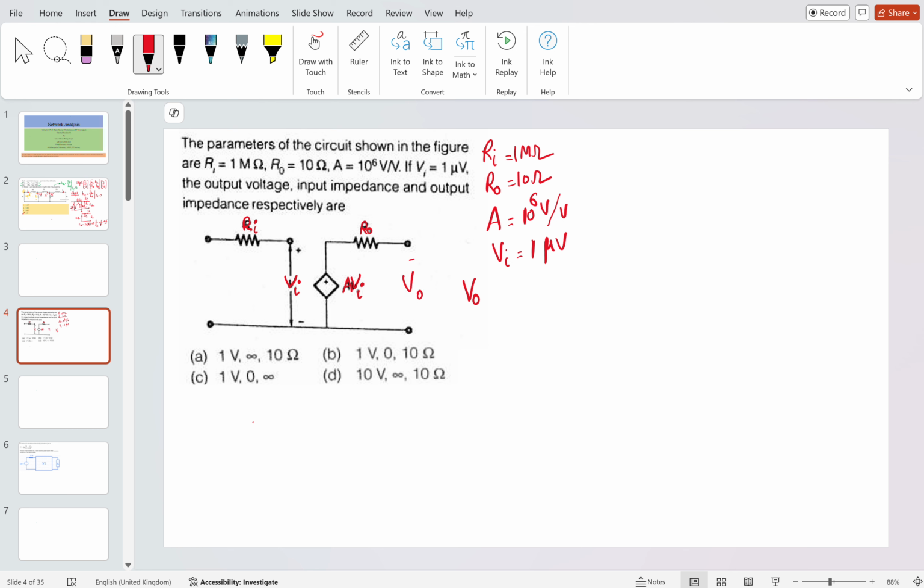Simply, this is the output voltage here, and the R input Ri. The second thing it is asking is what are the R input and R output. R input will be seen from this side, that is the R input, and the R output will be seen from this side, that will be the R output. Try to solve this.